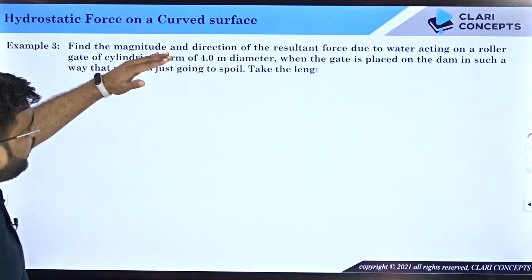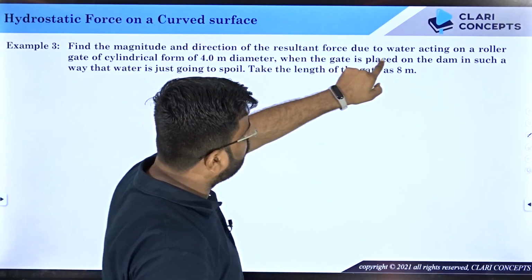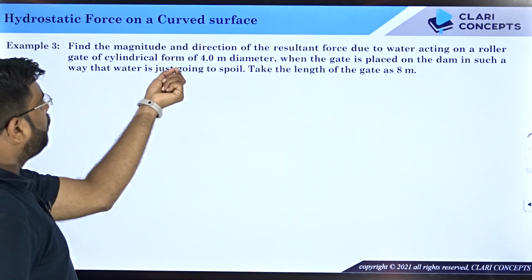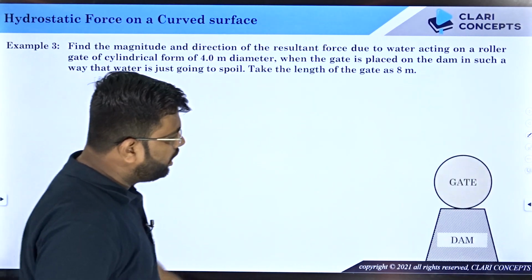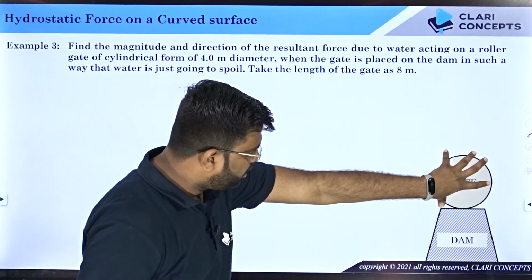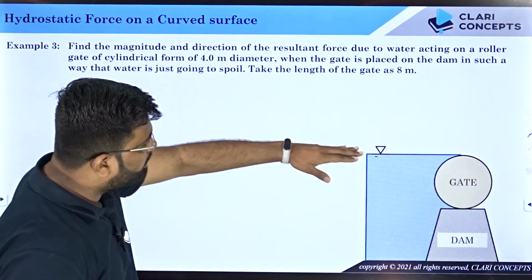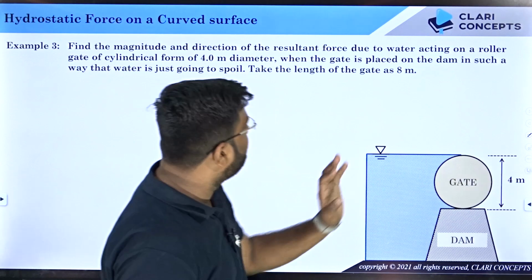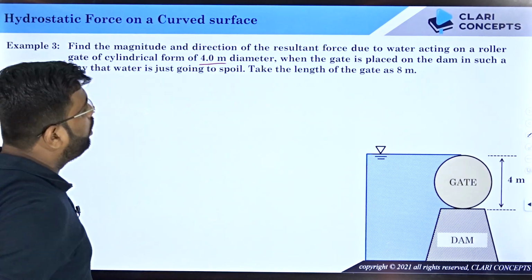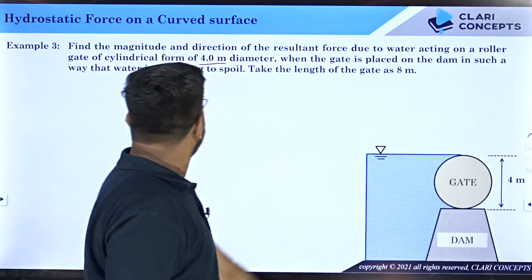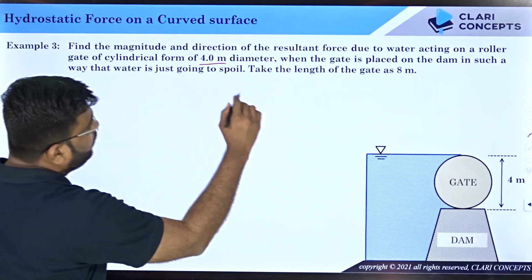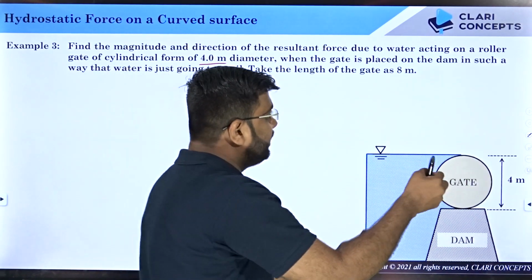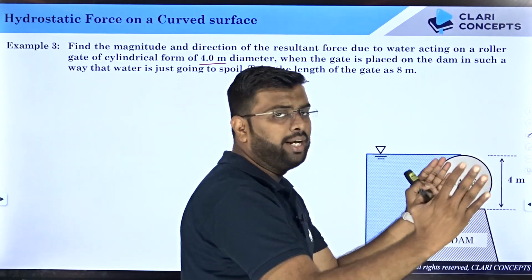Find the magnitude and direction of the resultant force due to water acting on a roller gate of cylindrical form of 4 meter diameter. So I have the dam and I have the roller gate, and water is filled up to this particular depth, right? Now this is said to be 4 meter diameter. The gate is placed on the dam in such a way that water is just going to spill on top of the gate. Take the length of the gate as 8 meters.